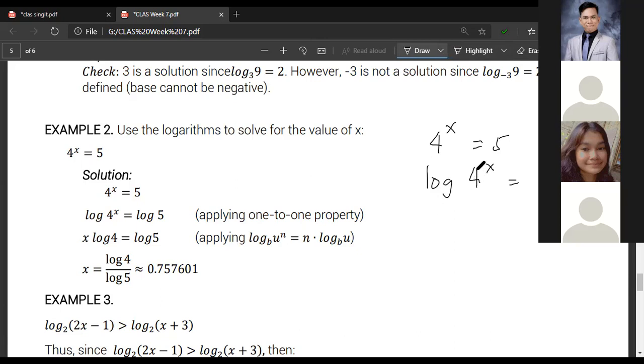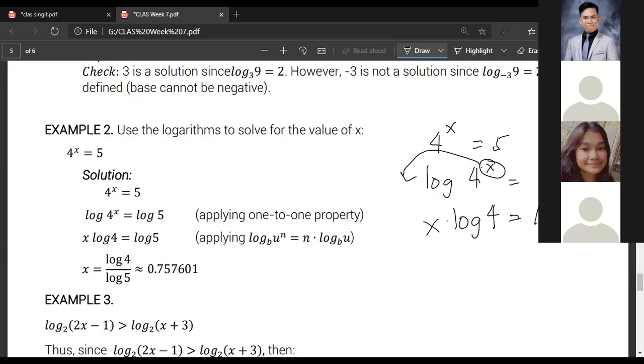Sige, anong gagawin natin kung pwede? Ano ba yung mga laws natin? Product, quotient, power. O, anong law ang gagamitin natin? Power rule po. Okay, power rule. Anong gagawin pag power rule? Yung exponent, ibababa natin, ililipat natin doon sa pinakaunahan. So, magiging x times logarithm of 4 equals logarithm of 5.